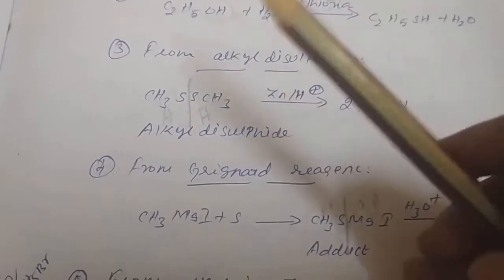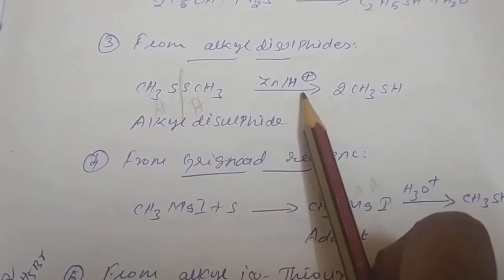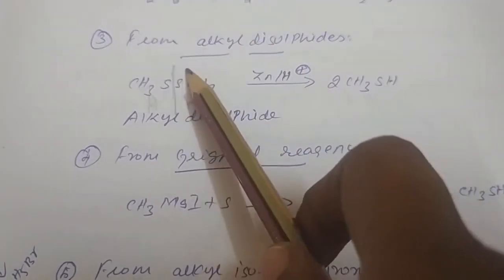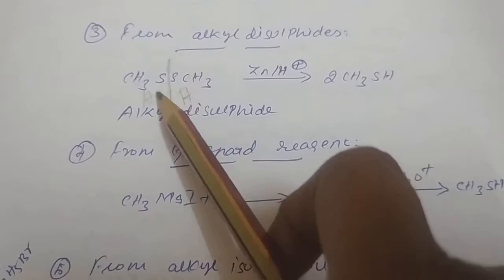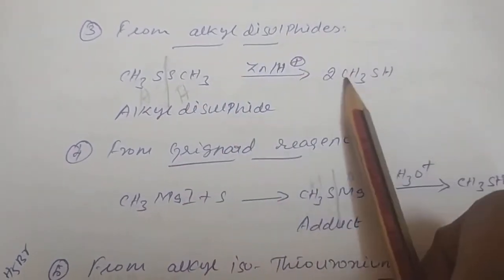So next reaction is from alkyl disulfide. So this is the methyl disulfide. In the presence of zinc, it is a reduction process. So the sulfur bond is broken. One hydrogen added here, another hydrogen is added here to form 2 moles of methyl thiol.